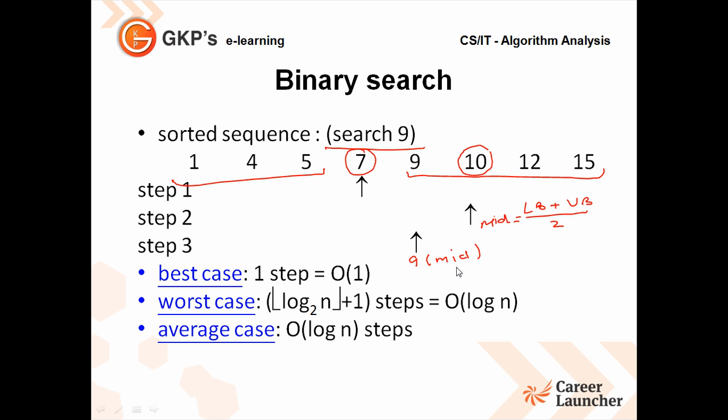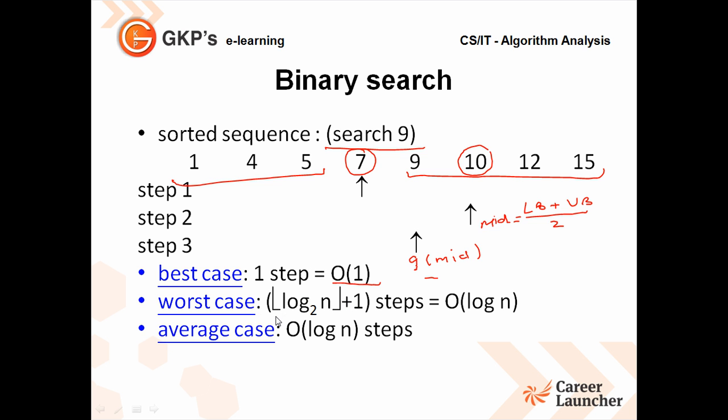So what will be its running time? Its running time again depends upon the cases. In best case, what will be the best case of this? Best case is when the first middle element is the search element. Then this will be the best case. That means the first element is the middle element and that element is to be searched. Then its running time will be order of 1. We are getting the element in order of 1 time.